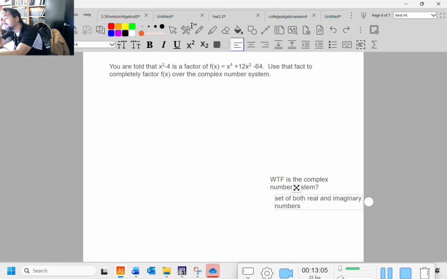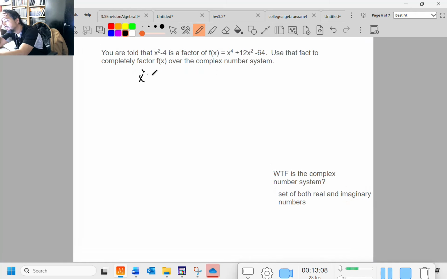Now, x squared minus 4 is kind of special. X squared minus 4 is a pattern that hopefully most of you guys have figured out. It would factor as x minus 2 times x plus 2 because it's what we call a difference of two squares.